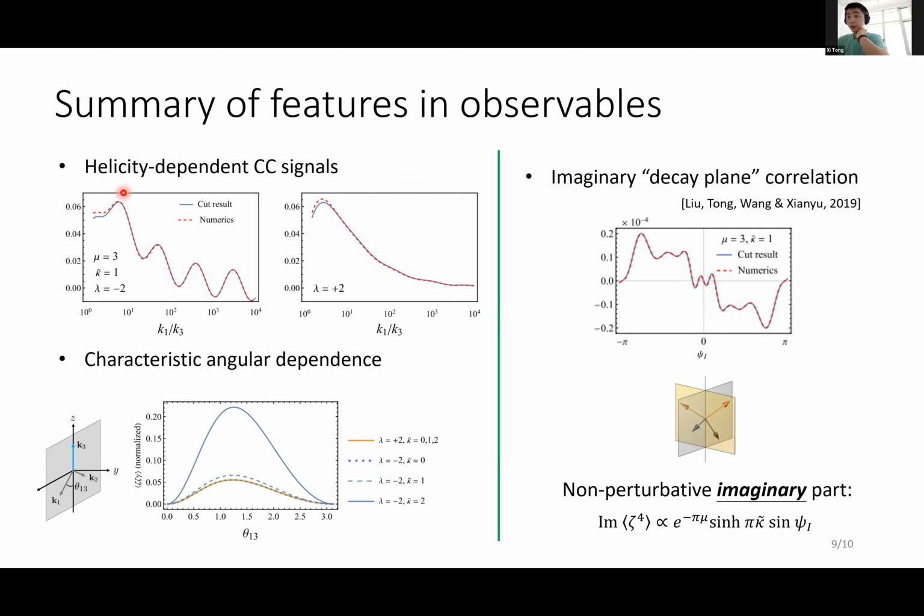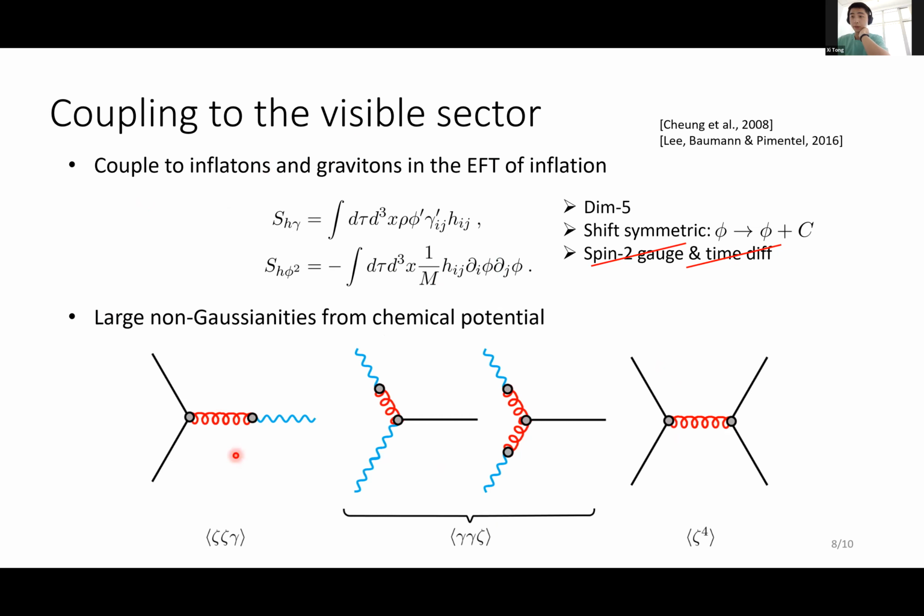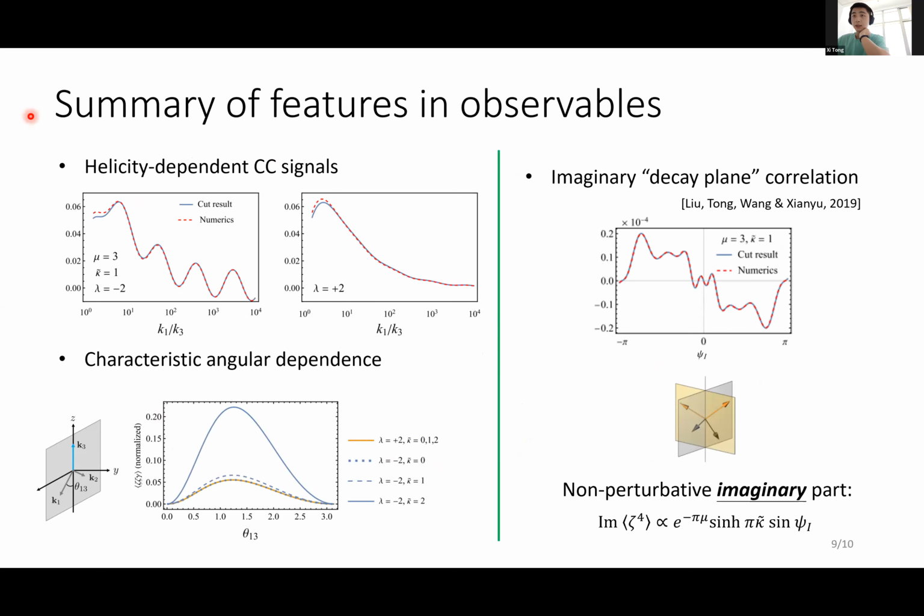First of all, let's look at the 3-point function, gamma, zeta, zeta, this first diagram here. In the soft limit, we see these oscillations in the momentum ratio, where K1 is one of the external inflaton modes, and K3 is the external graviton mode. So these oscillations are these CC signals that I mentioned before, and their frequency characterizes the mass of the internal particle. The amplitude is amplified because of the chemical potential.